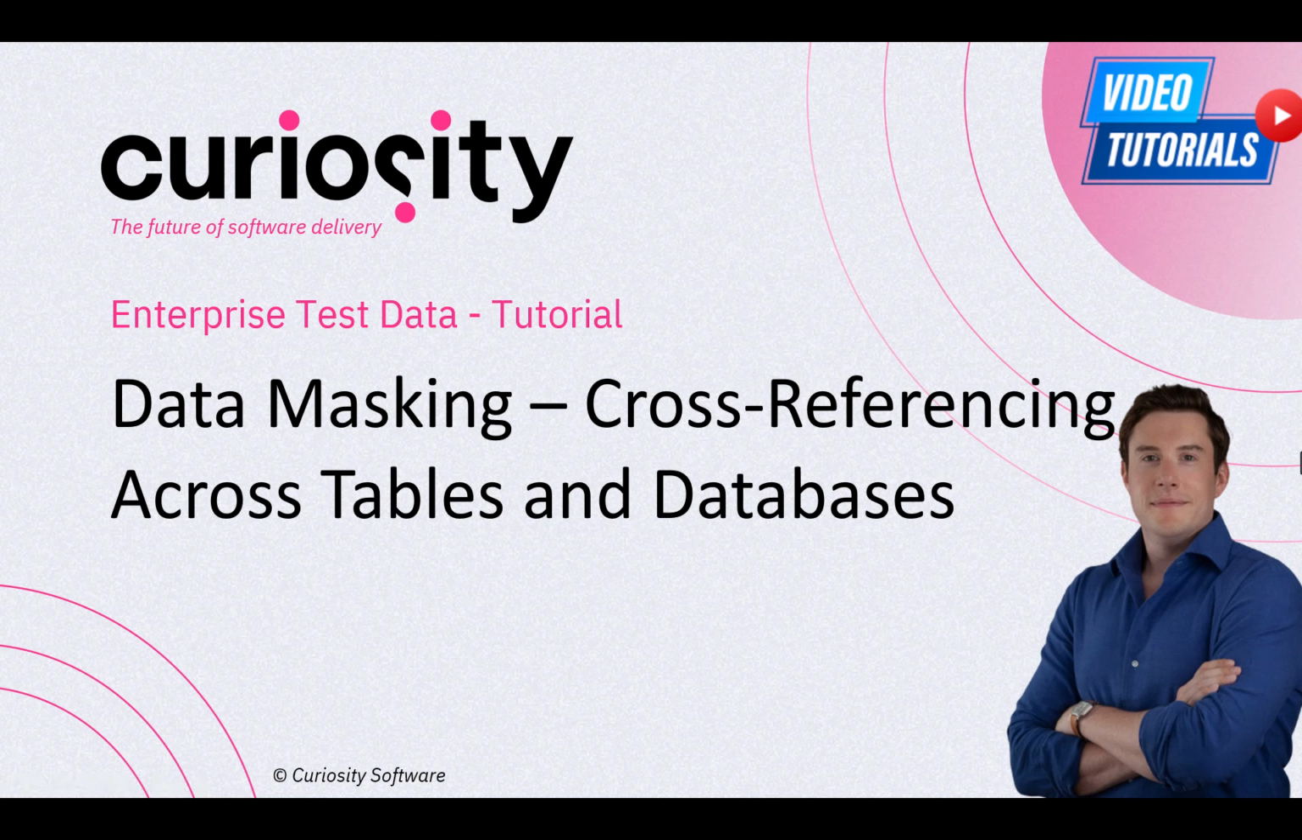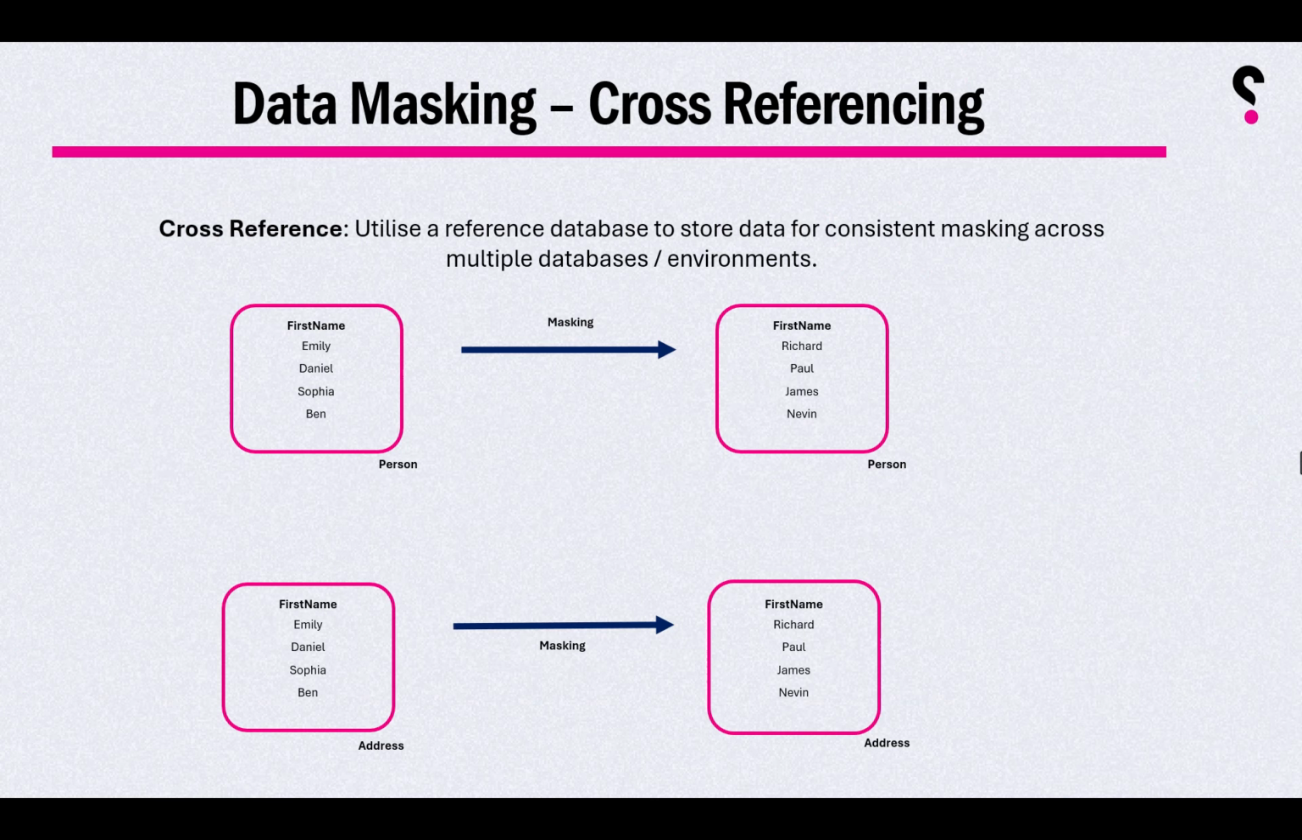In this enterprise test data tutorial, we're going to look at data masking and specifically cross-referencing across tables and databases. Cross-referencing allows us to utilize a reference database to store data for consistent masking across multiple databases and environments. This means that the same value always gets masked to a new value, and it allows us to maintain consistency whenever we're applying masking. And the way we do this is we use a reference database.